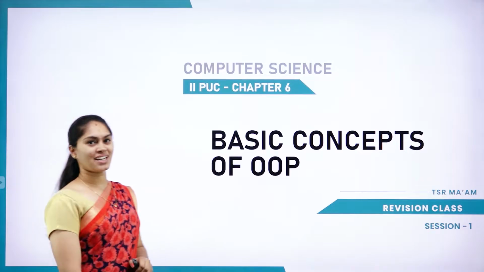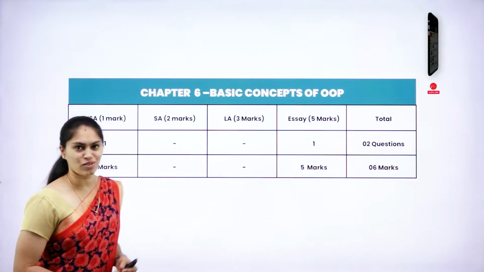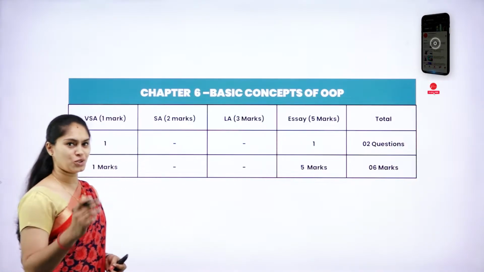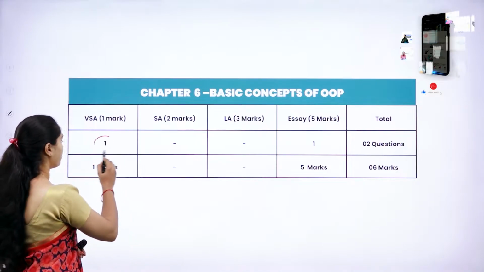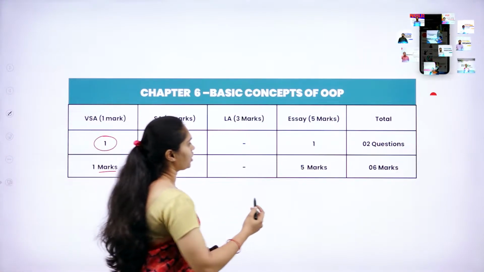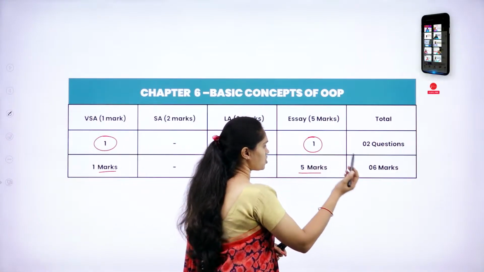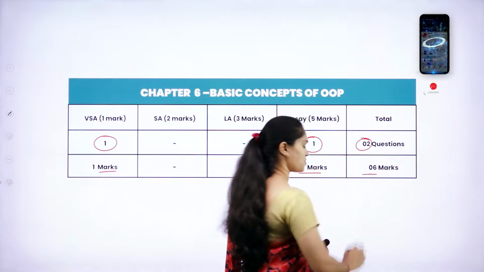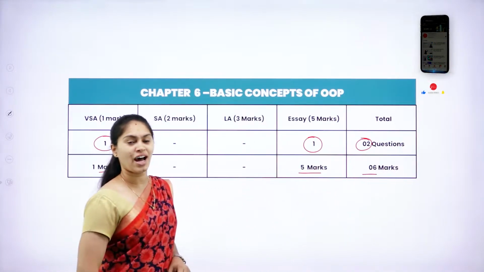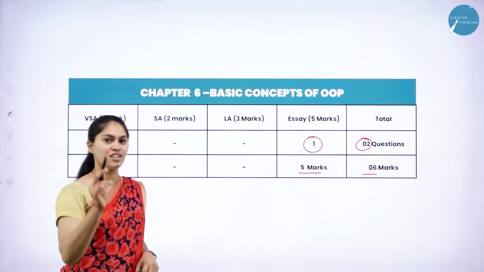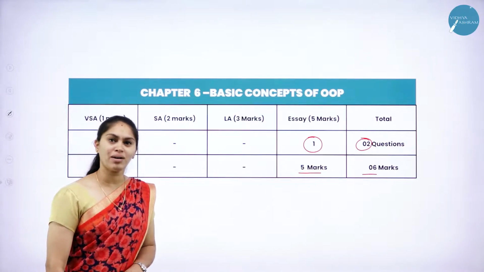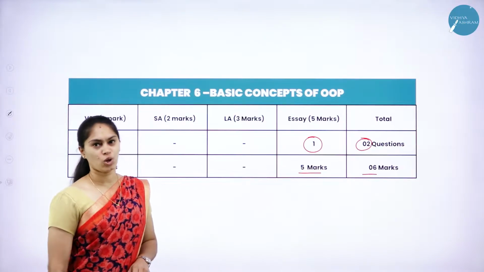So in this revision class, first we'll see the blueprint of this chapter. You are going to get two questions: one is a 1 mark question, and then you are going to get one 5 marks question. So totally you will get 2 questions, for 6 marks. What do you have to concentrate on from this chapter? You have to concentrate on one 1 mark question and one 5 mark question.